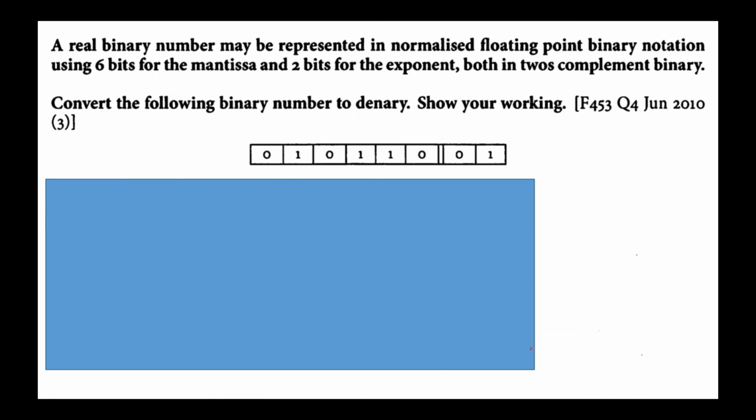Convert this binary number to denary. Show your working once again. But this time the mantissa is 6 bits and the exponent is 2 bits. So let's have a look at the answers. So convert the following binary to denary. So you can tell me. So here we go.